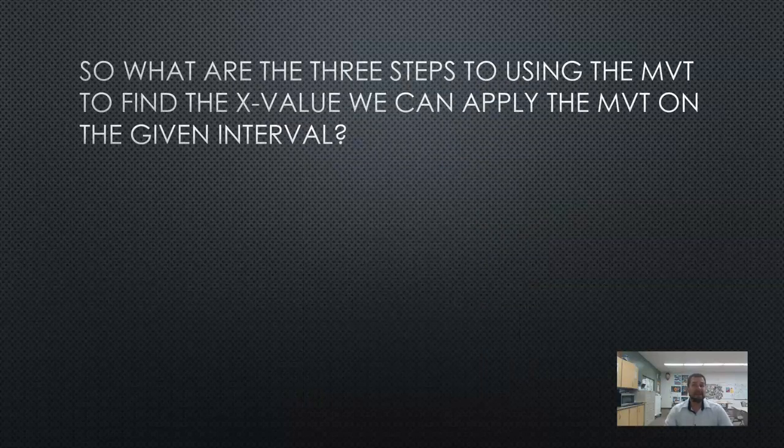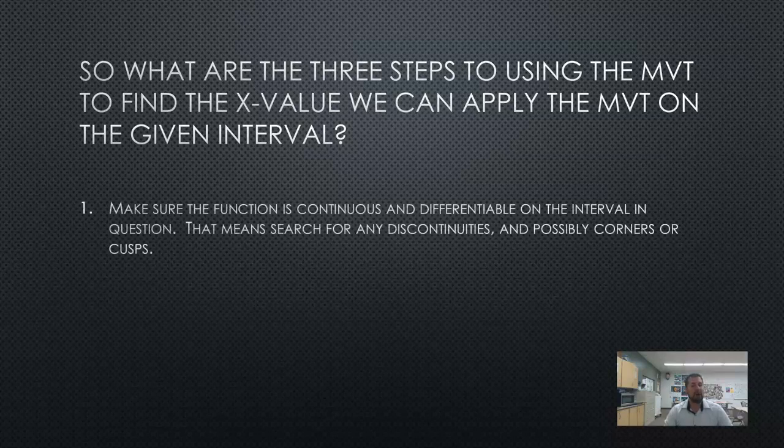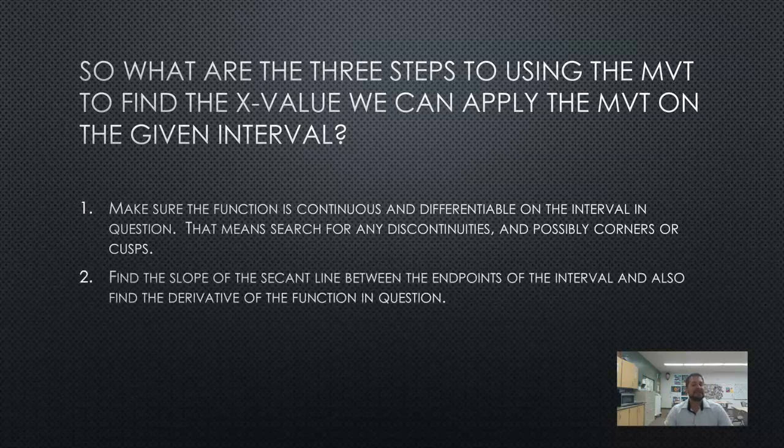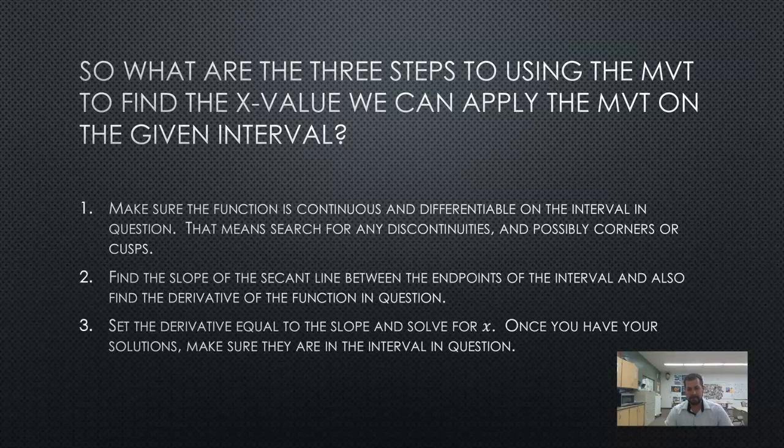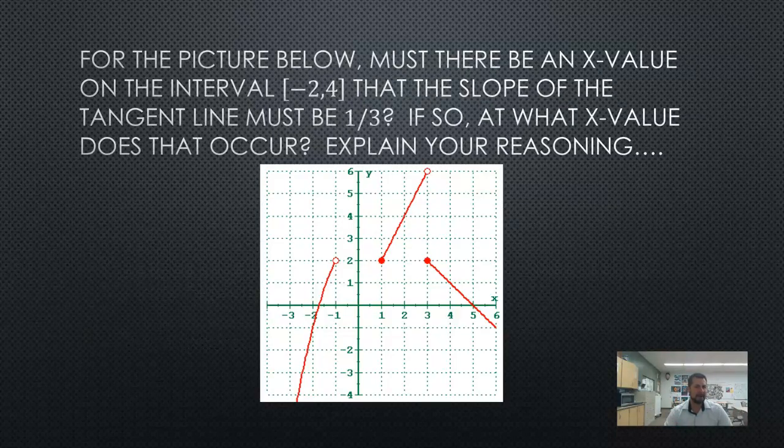If you want 3 steps to using the mean value theorem, step number 1, look at the interval in question, and on that interval, decide if there are any discontinuities or corners or cusps. If there are, then we just say we can't use the mean value theorem here and we're done. But as long as it's continuous and differentiable, we find the slope of the secant line from the endpoints of the interval, and then take the derivative of the function in question. Lastly, we set the derivative equal to that slope, and we solve for x. Once we have the solutions, we just have to say, is that number between the 2 x values that make our interval?